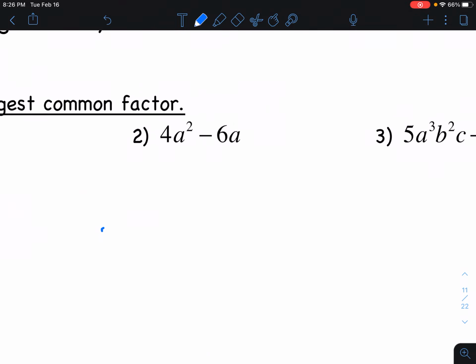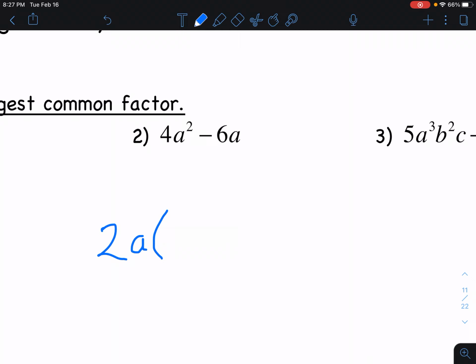Number 2. All right, so we got two terms here. Look at the 4 and the 6. What's the largest number that goes into them without a decimal? That would be 2. And then I look at the a's. I see that both terms have an a. So a will definitely be in my GCF.